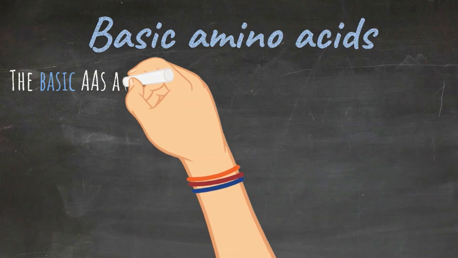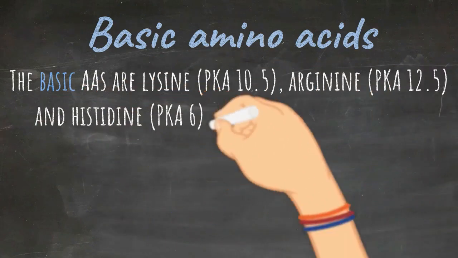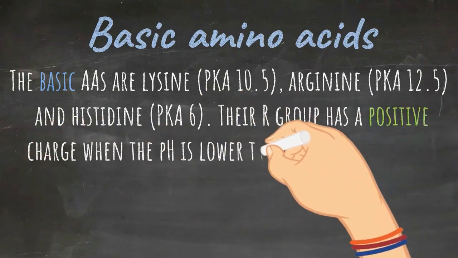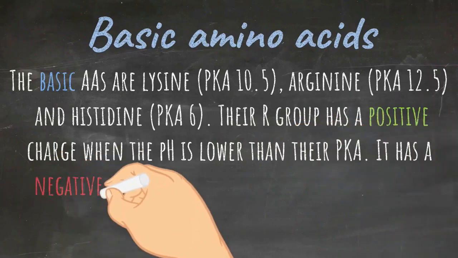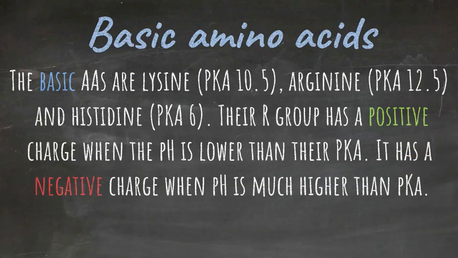So the basic amino acids are lysine with a pKa of 10.5, arginine with a pKa of 12.5, and histidine with a pKa of 6. Their R group has a positive charge when the pH is lower than their pKa. It has a negative charge when the pH is much higher than their pKa. Again, I'm just going to stress the importance of trying to memorize these pKa values. So it is important to remember that arginine is the most basic amino acid, and that histidine is only partially basic because it has a pKa very close to neutral.